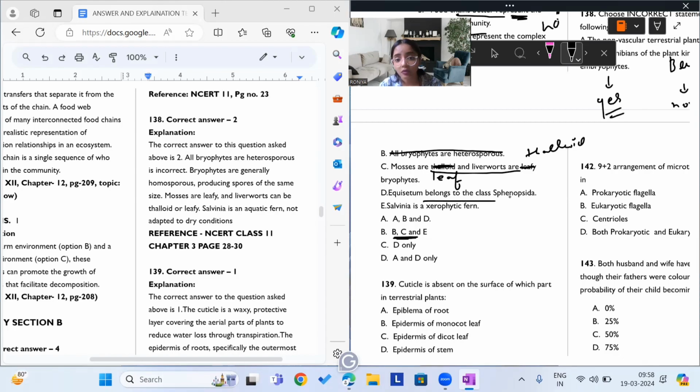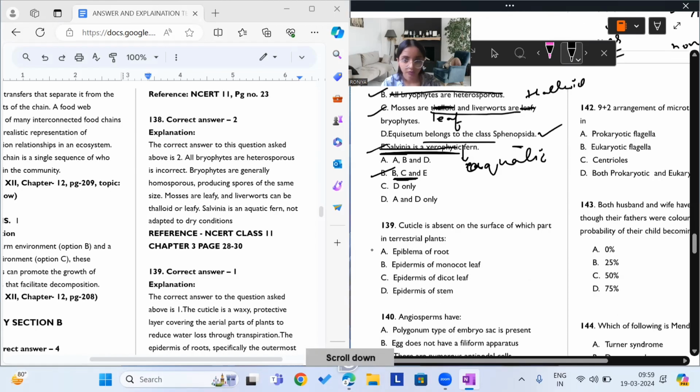Equisetum belongs to Sphenopsida, so that is correct. Salvinia is a xerophytic form is wrong. It is an aquatic form. So the answer to this question, what are the wrong statements? We have B, C and E. So the second option is the correct answer.